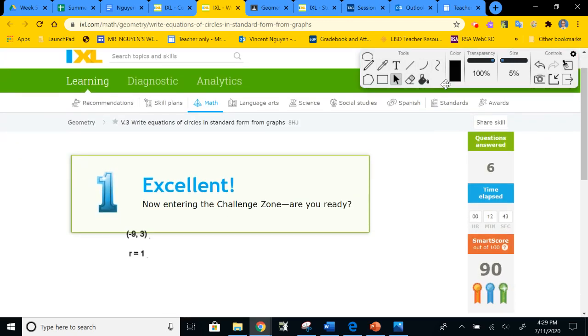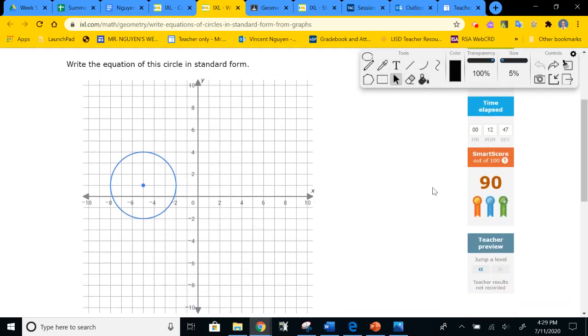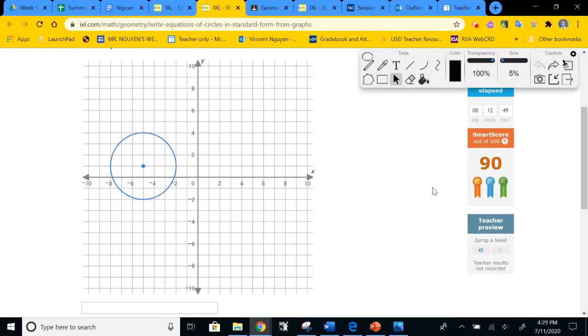Oh, we're in the challenge zone. Yay. Okay, that was fast. Let's delete that. All right, let's do this one. Maybe we'll skip 2. All right. Same thing again. Radius is 3. The center is at -5 and 1.